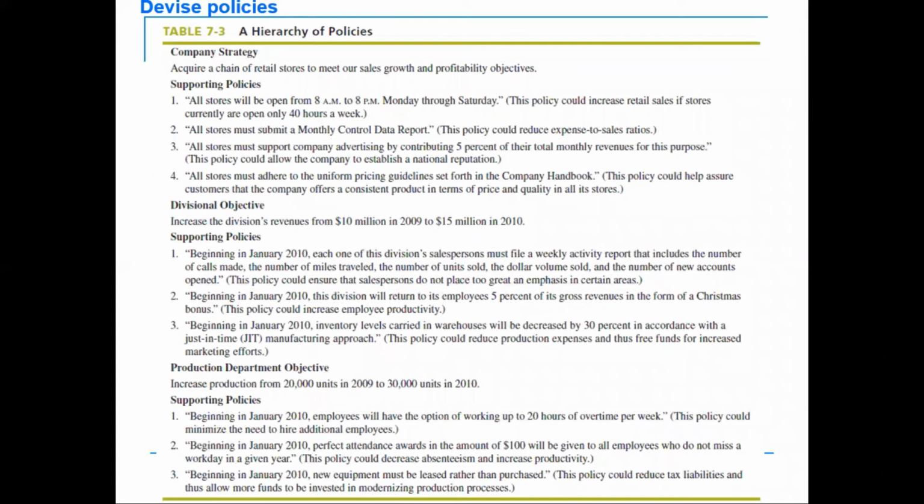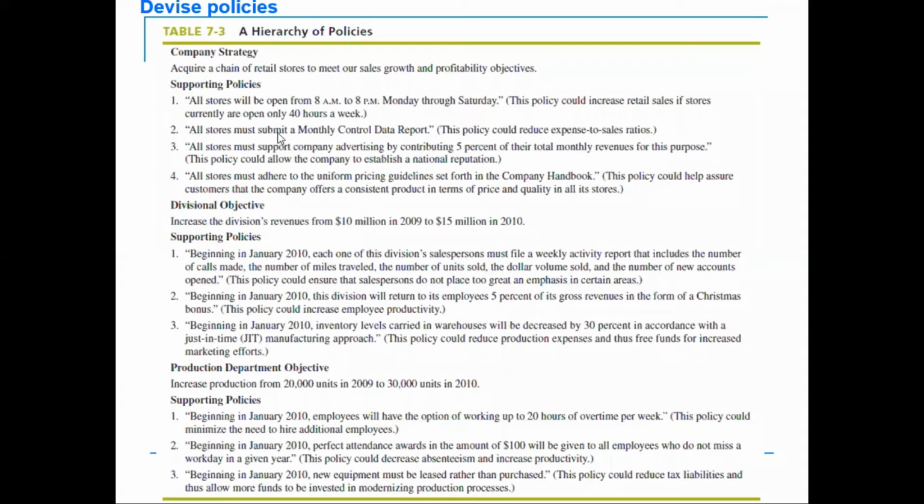Then this is the hierarchy of the policies. When you devise policies, they can be devised at every stage. You can see the company strategy: acquire a chain of retail stores to meet our sales growth and profitability objectives. So this is the main strategy, that the chain store needs to have more chains, with profitability as the basic objective. Now, what are the supporting policies? Supporting policies are how that chain of stores will work. All stores will be open from that time to that time, Monday to Thursday. These are the little strategies and policies to take that chain of stores into physical form.